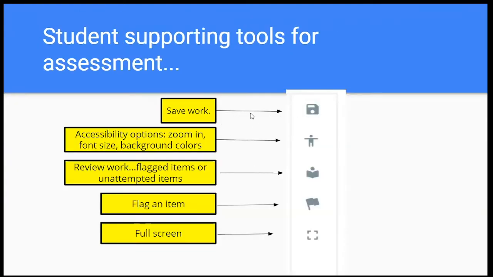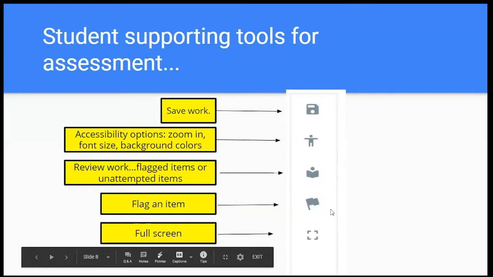There is an option to save the work, your accessibility options, review work or flagged items, or unattempted items. So these are things that you'll see when you go in. You'll see what the teacher has done, like flag an item. And then you can also, of course, make it full screen.